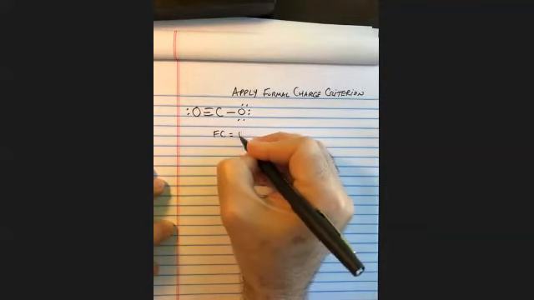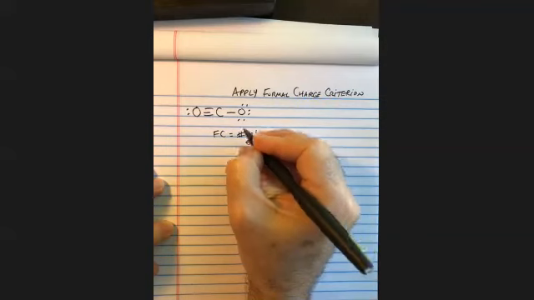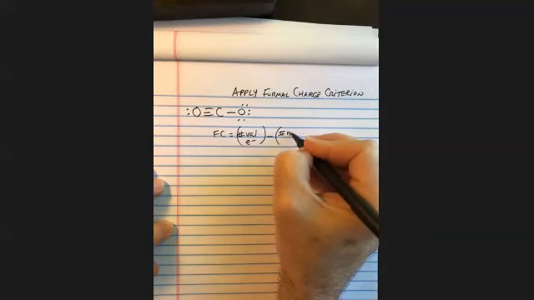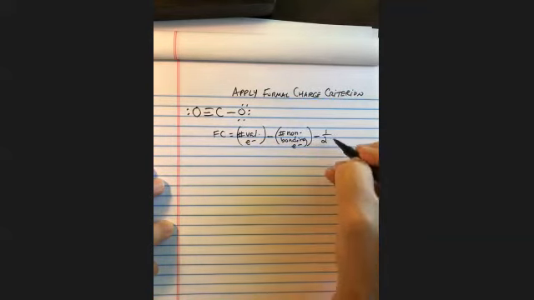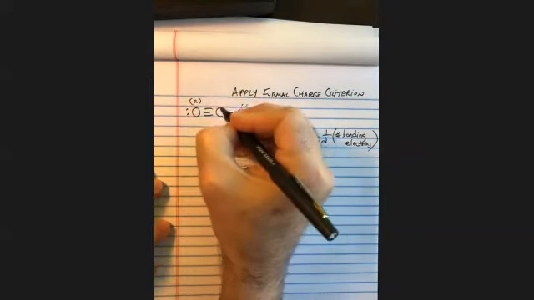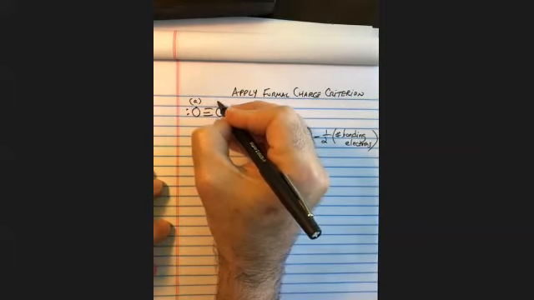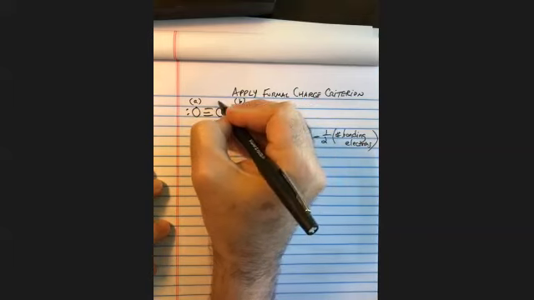And remember, formal charge is the number of valence electrons for that atom, minus the number of non-bonding electrons on that atom, minus 1/2 of the number of bonding electrons. All right, so let's label these atoms. Let's say this oxygen is A, this is oxygen B, and then carbon is C.